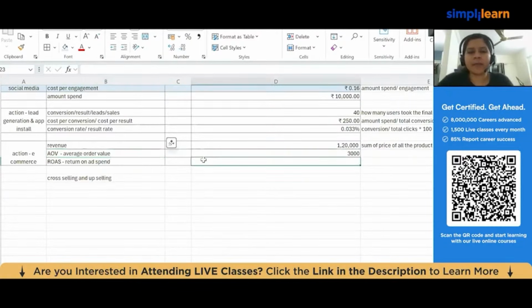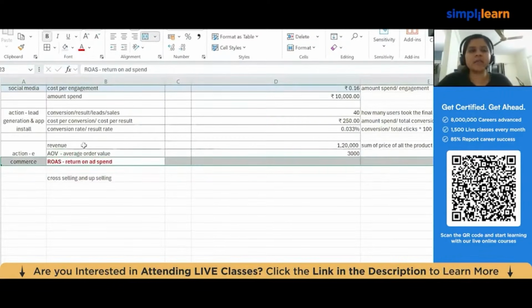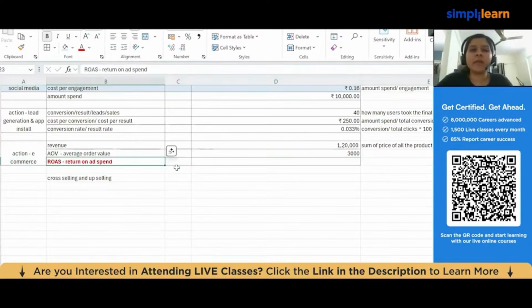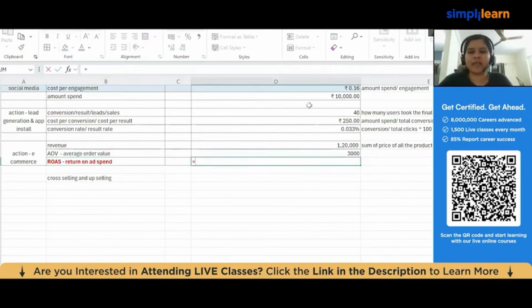Now, return on ad spend. This is the most important metric for any e-commerce brand, guys, because this will tell you how profitable it was for the brand to run an ad. To calculate this, they take the revenue and divide it by the spend. This is what we call return on ad spend.